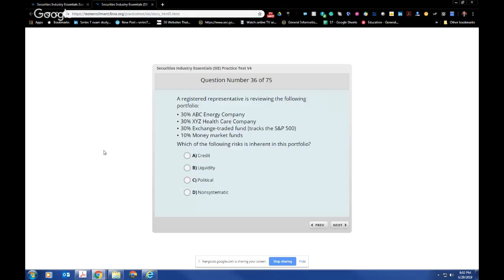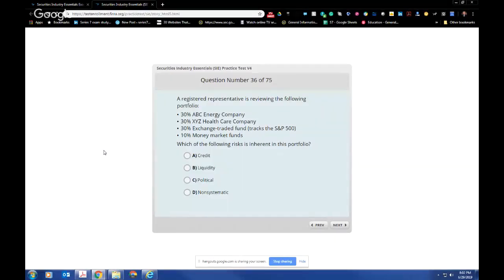Okay, a registered rep is reviewing the following portfolio. You can see this. Which of the following risks is inherent? So which risk is in this portfolio? Well, it's not bonds, so we throw credit out. I don't see any foreign stuff, so you throw political out. So it's either liquidity or non-systematic. Now, systemic is whole market risk. That's everything. You can't diversify that away.